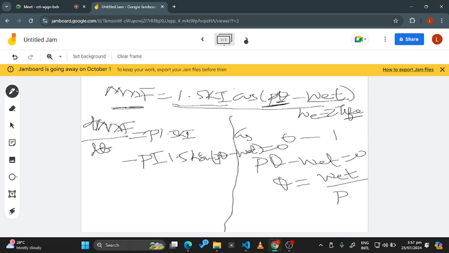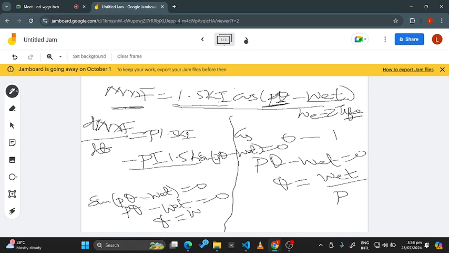If I equate this to 0 and divide 0 by this amplitude, I'm still going to get 0. Then I get sine of Pθ minus ωt equal to 0. If I take the sine inverse on both sides, sine inverse of 0 is 0. So I get Pθ minus ωt equals 0. Then θ should be equal to ωt divided by P.